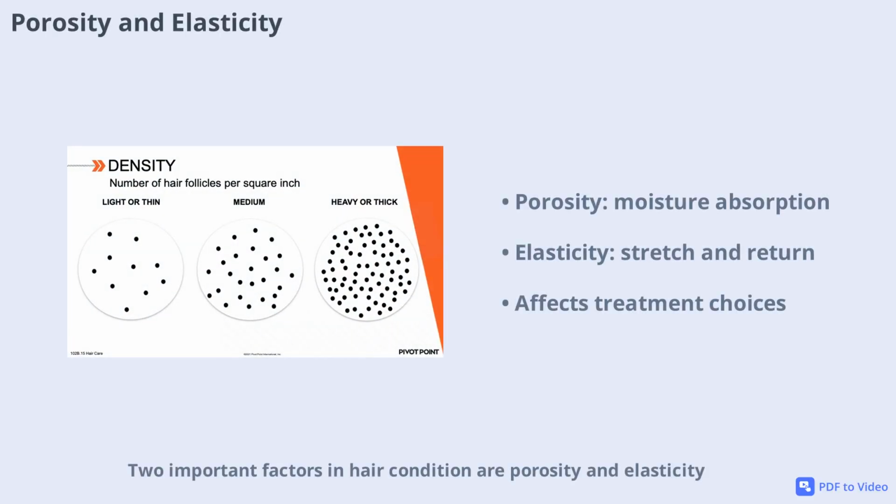Two important factors in hair condition are porosity and elasticity. Porosity is the hair's ability to absorb moisture, liquids, or chemicals, while elasticity is its ability to stretch and return to its original shape without breaking. Both factors influence how hair responds to treatments and styling. Assessing these characteristics helps you choose the right products and techniques for each client.